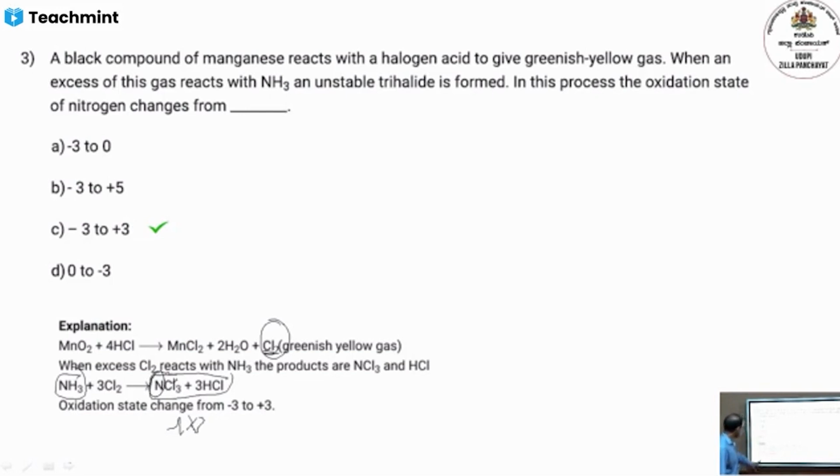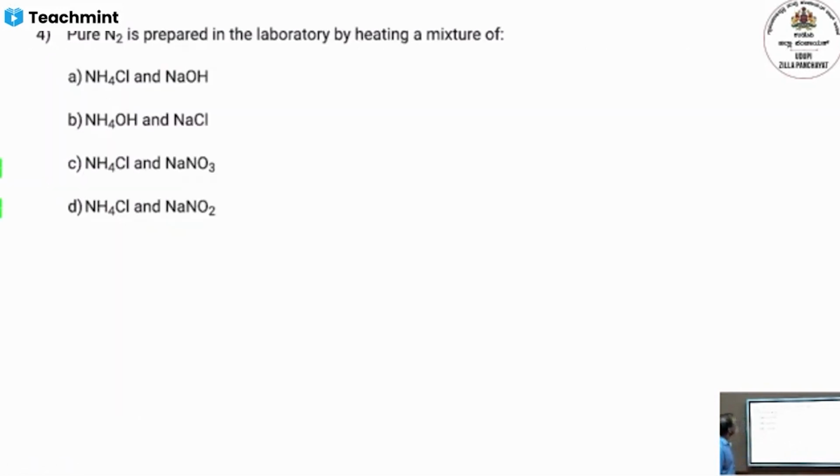And the next one is: pure nitrogen is prepared in the laboratory by heating a mixture of dash and dash. This is a numeric question. It is the reaction between ammonium chloride and sodium nitrite, NaNO2. Please remember that it is not nitrate. Usually, you will get confused with this, but it is NaNO2, not NaNO3.